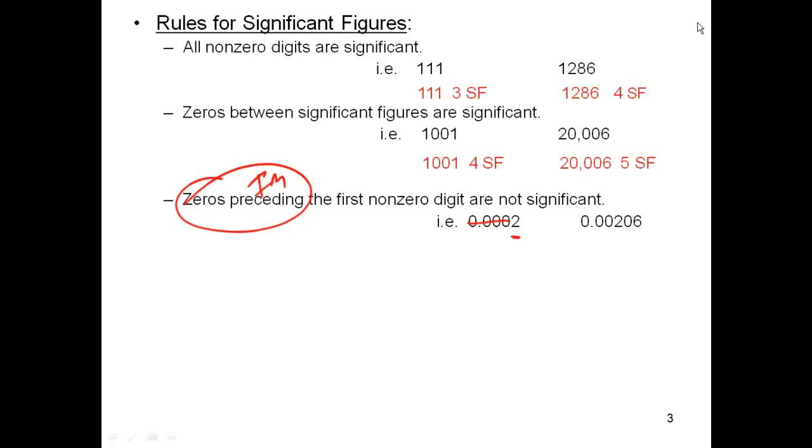Let's look at the next example. 0.00206. Once again, until we reach that first non-zero digit, which is the 2, those zeros are not significant. Then we know the 2 and the 6 are significant because they're non-zero digits. But what about that 0 in between? Well, that goes back to the second rule. Zeros in between significant digits are significant, therefore all 3 of those digits are significant.